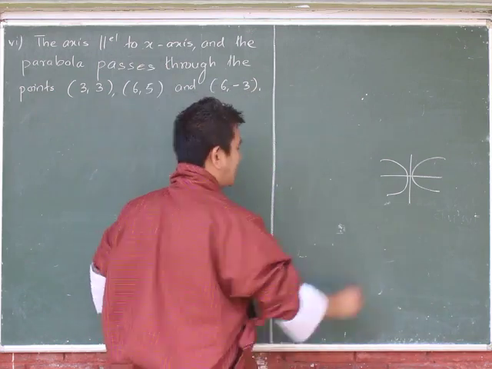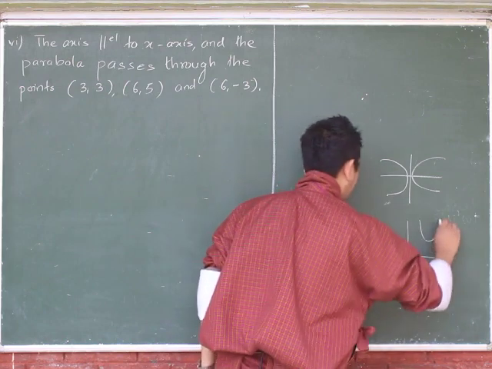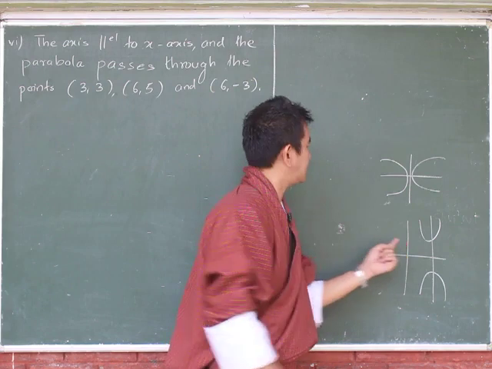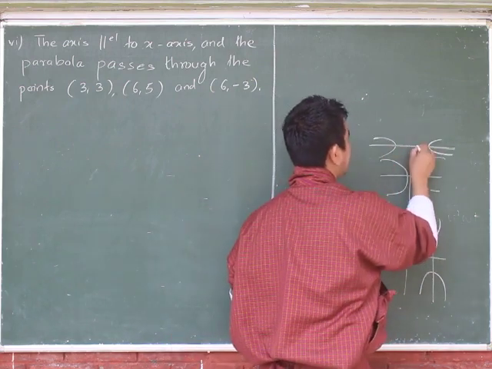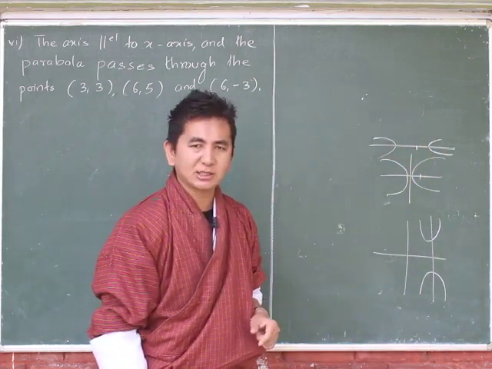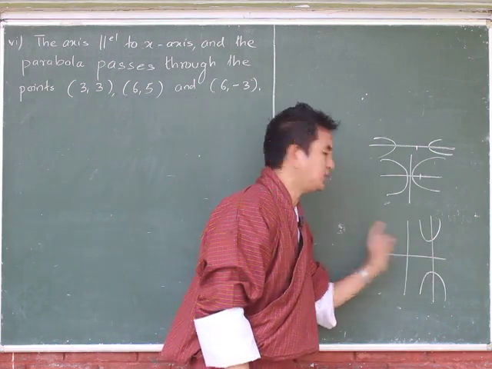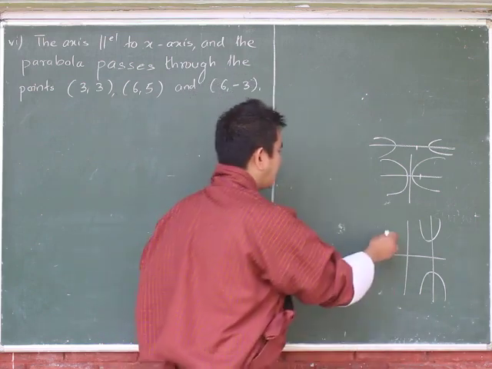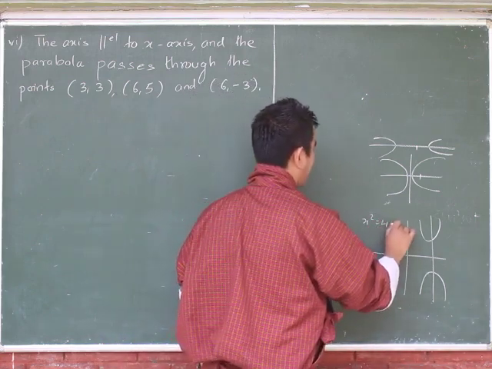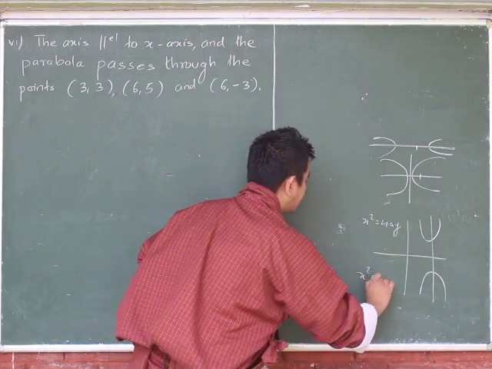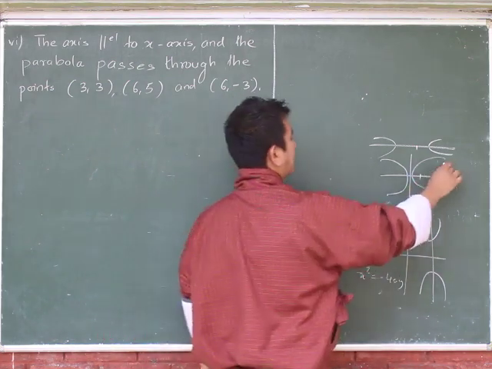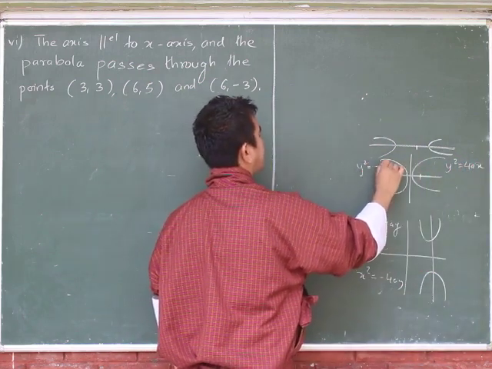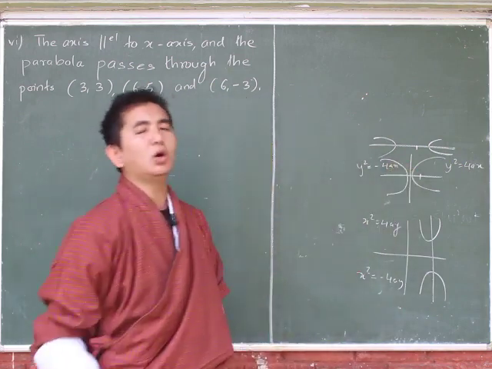If the axis is parallel to y-axis, it can be concave up or concave down. For concave up, we know it is x squared is equal to 4ay, and for concave down we have x squared is equal to negative 4ay. Then for concave right we have y squared is equal to 4ax, and for concave left y squared is equal to negative 4ax. So you need to know the equation.